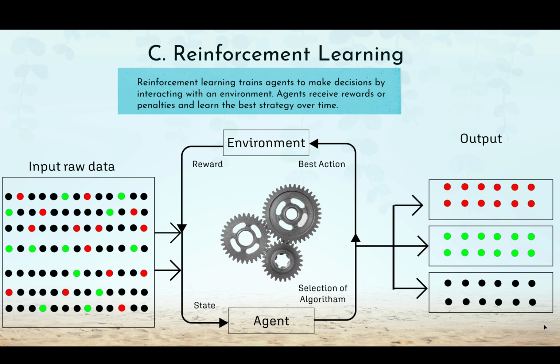This approach is particularly useful for tasks where the environment is dynamic and uncertain, such as training autonomous robots, playing complex games like chess or Go, or managing self driving cars. Over time, the agent refines its strategy by learning which actions lead to the most favorable outcomes.